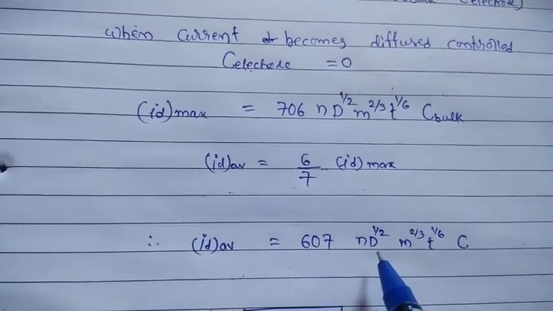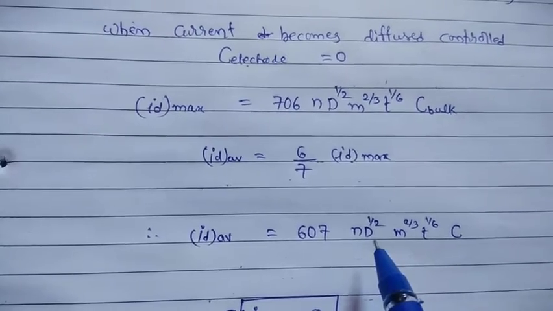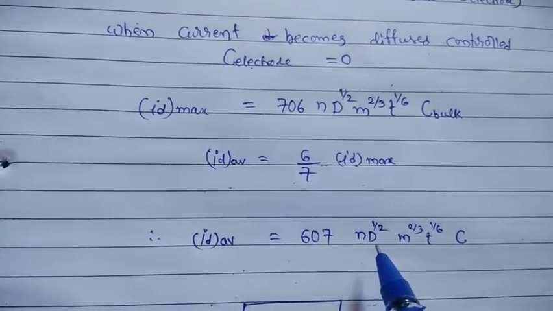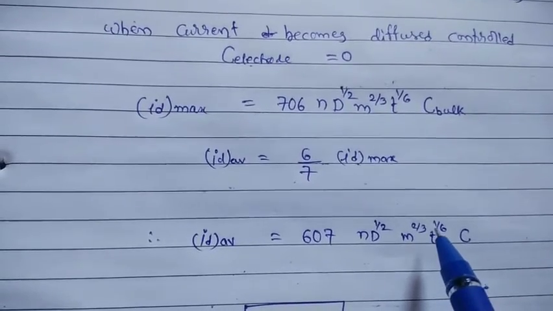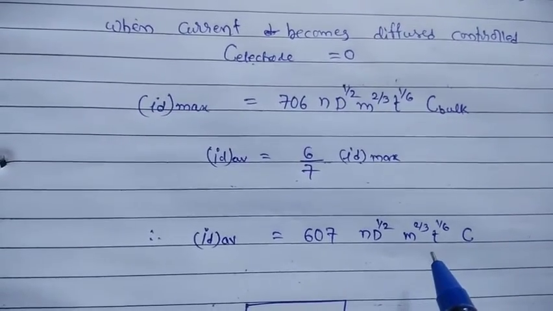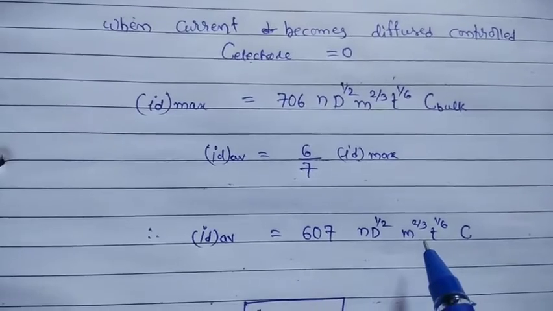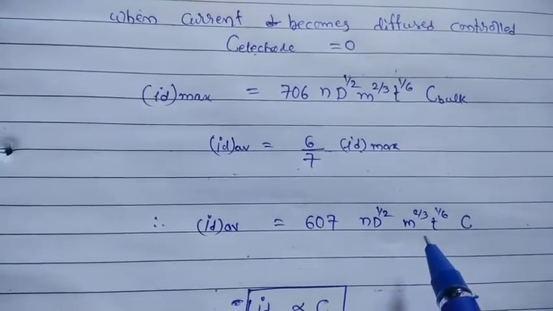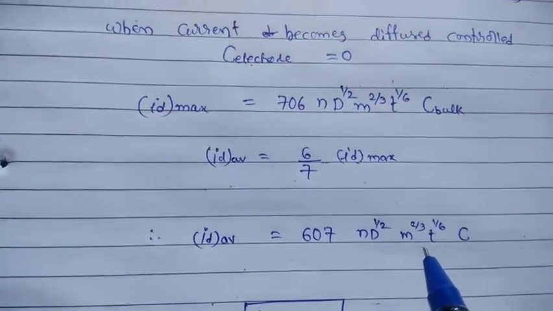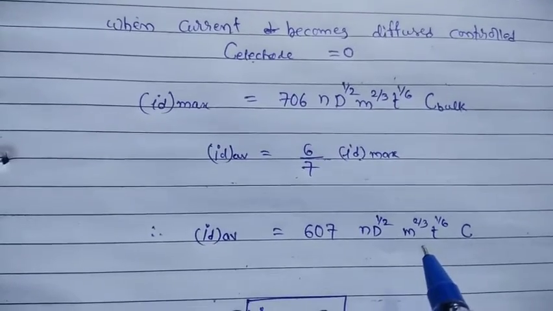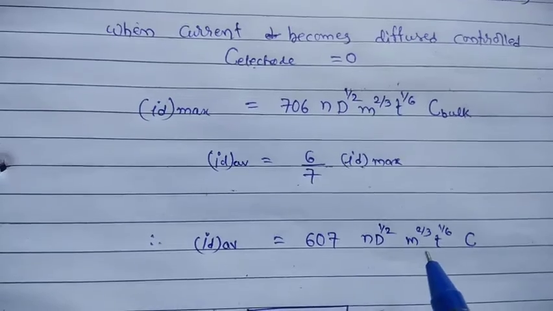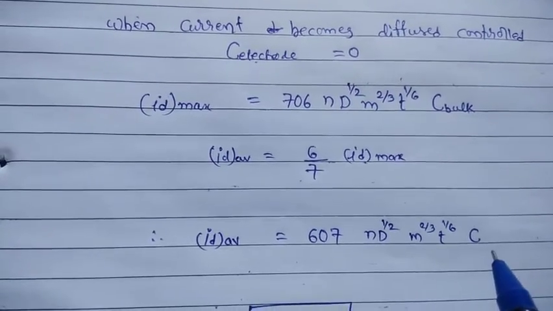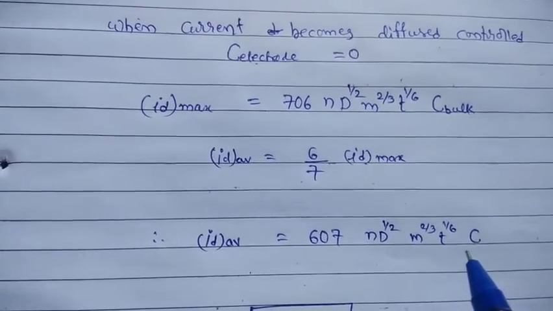This is related to the medium and the electroactive species. Now the third part is m raised to 2 upon 3 into t raised to 1 upon 6, which is also known as the capillary constant. This will depend upon the actual experimental conditions, like drop time and the diameter and the length of the capillary used in the experiment. And C is the concentration of the electroactive species.